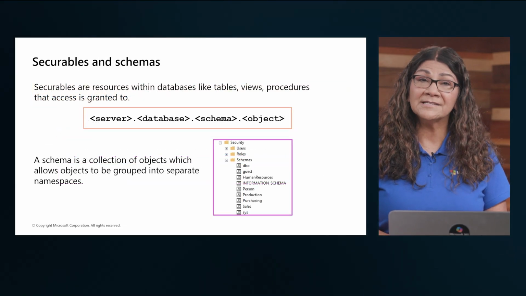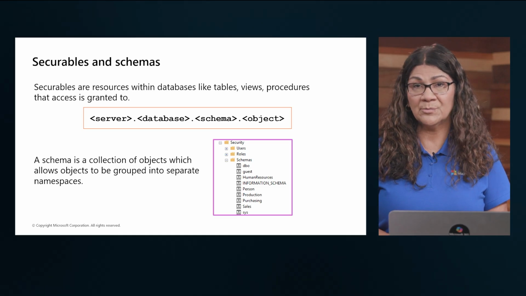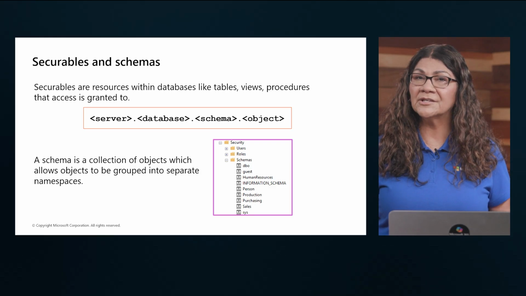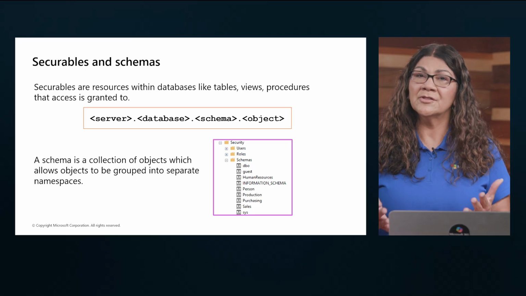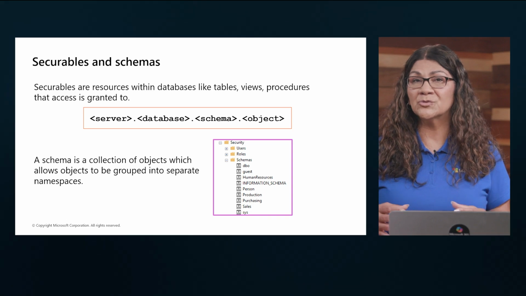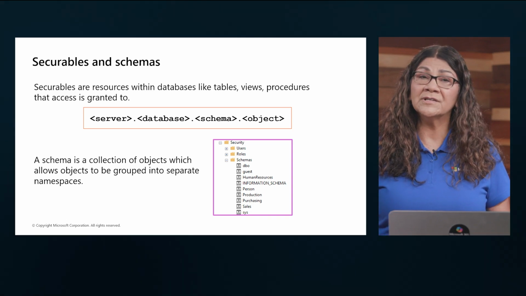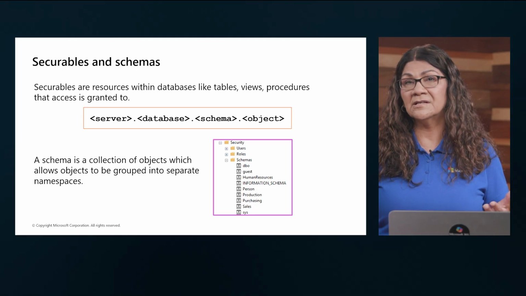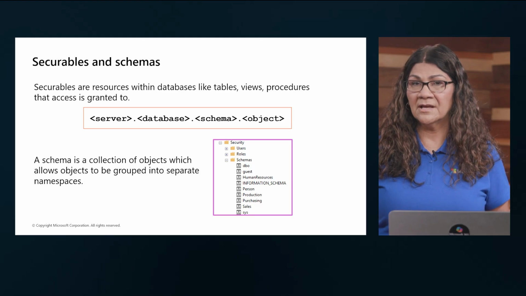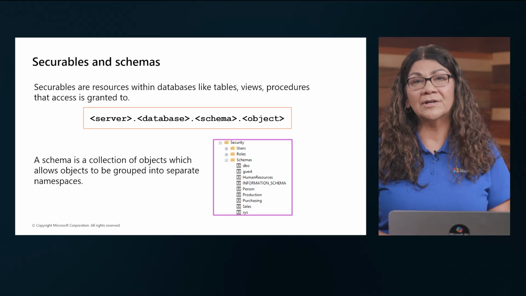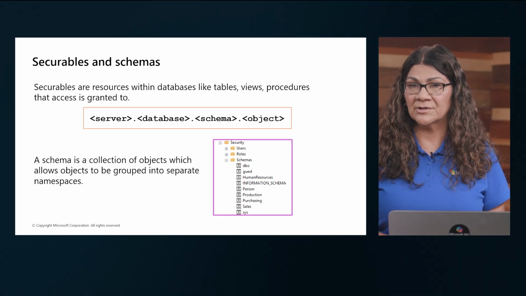Here we see how access control is structured within SQL databases, focusing on the concept of securables and schemas. Securables are the resources within the database, as we mentioned before. There are things like tables, views, stored procedures, and more that require controlled access. These are referenced using a hierarchical format, which is server.database.schema.object, which helps precisely identify and manage permissions for each object and organize your resources.